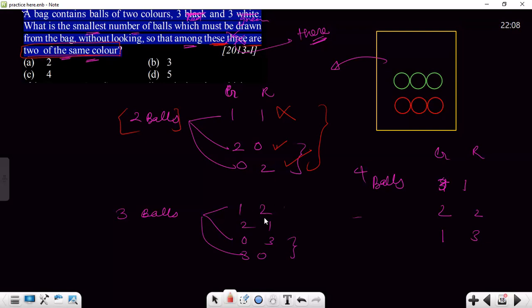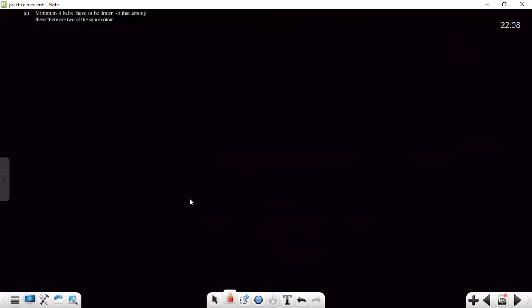Here, 2 balls having same color? Yes. There are 2 red balls of same color, 2 green balls of same color. But these are not desirable. Why? Like there are 2 number of balls of same color. So at least there have to be 4 balls withdrawn. So you can understand it from different perspectives. Minimum 4 balls have to be withdrawn so that among these there are 2 balls of the same color. Clear?